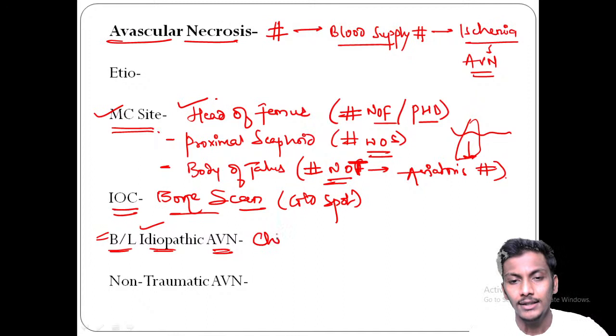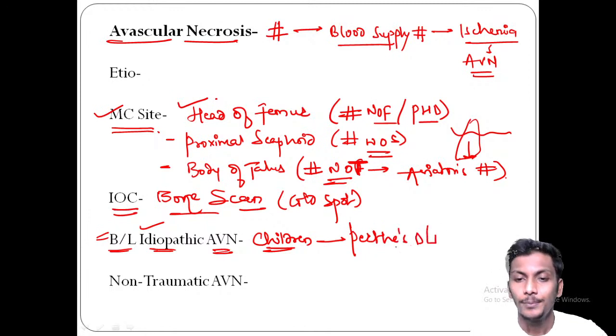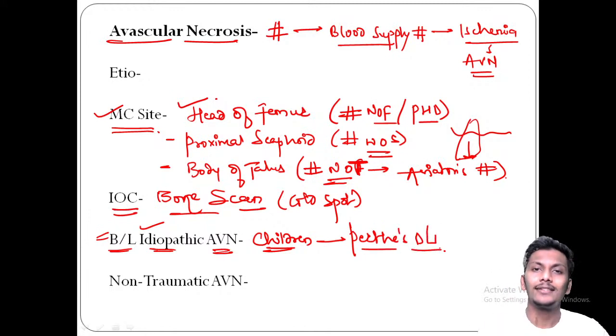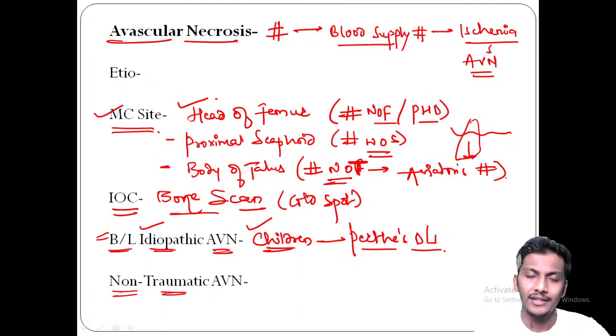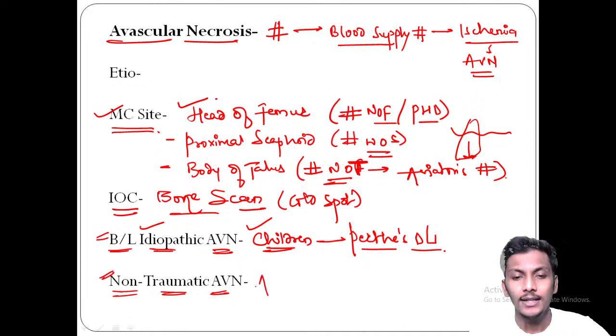It is usually seen in children, and this condition is known as Perthes disease. A question had come on this earlier. So please remember, bilateral idiopathic avascular necrosis, usually of the femoral head in children, is known as Perthes disease. And if there is a non-traumatic AVN, not associated with any fracture or dislocation, again common in the head of femur, usually seen in adults, this is known as Chandler's disease. At least remember the names over here.